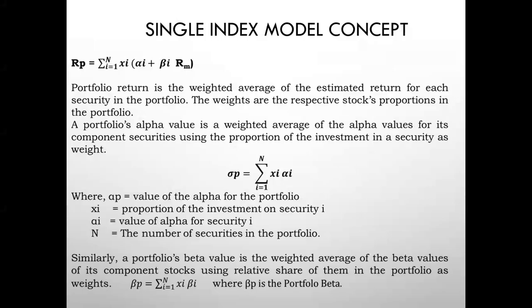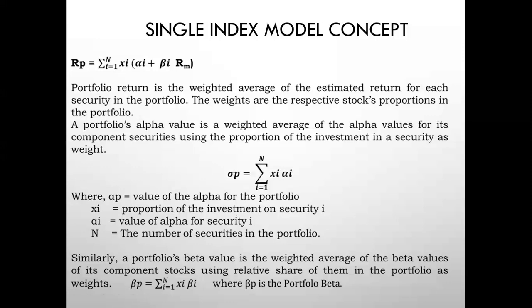The alpha value is the weighted average of the alpha values of its component securities, using the proportion of investment in each security as a weight. So here the value of alpha will be calculated like this: the proportion of the investment in the security, the value of alpha for the security, and the number of securities in the portfolio. So the alpha for the portfolio will be like this.